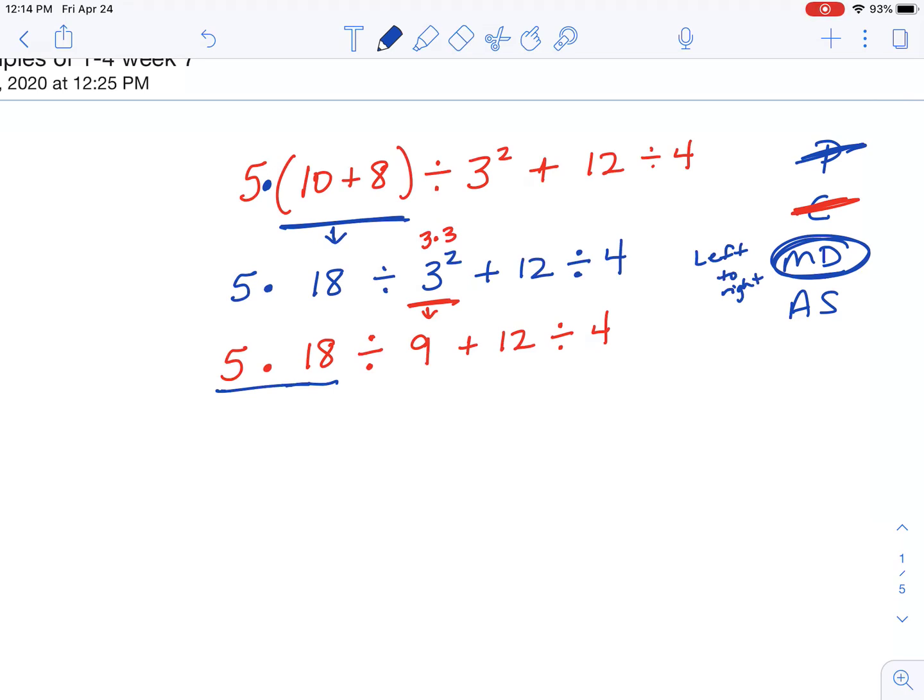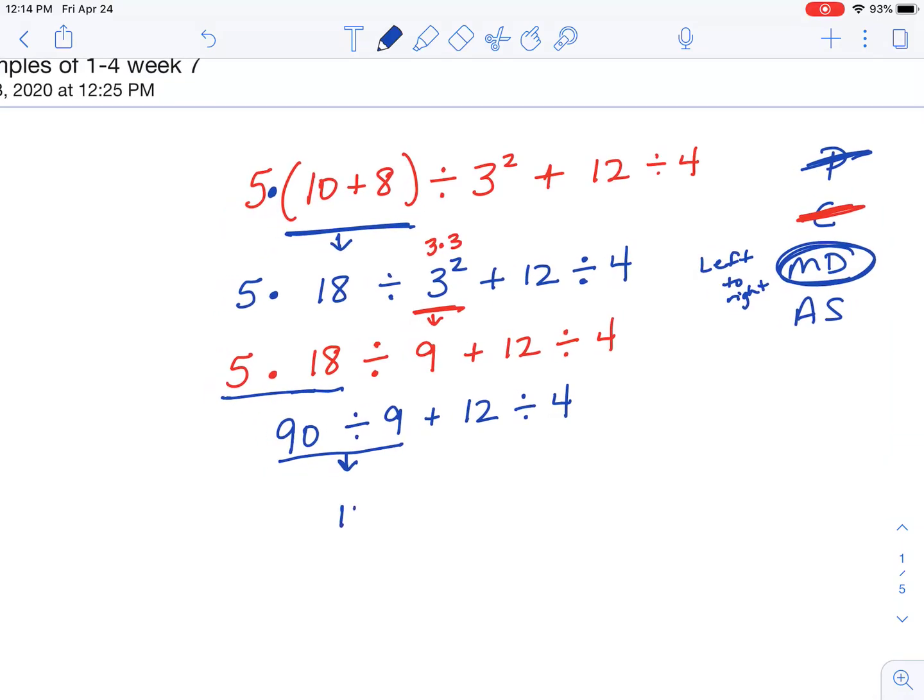So 5 times 18. I'm not going to trust my brain this morning. 5 times 18 is 90. Then bring down the divide by 9 plus 12 divided by 4. Do I have any more multiplication or division? Yes. So again, I still go from left to right. So I'm going to do this. I'm going to bring down that answer of 10. Bring down, add 12 divided by 4.